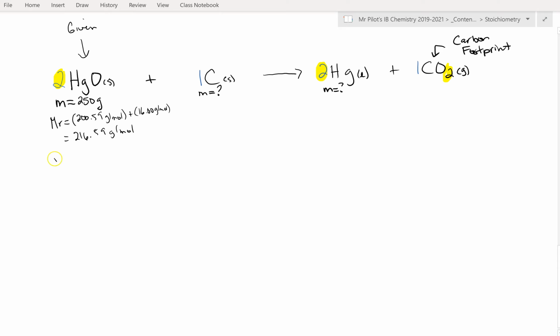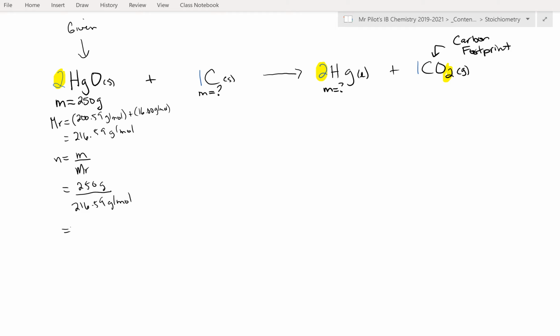So if I want to find moles, I just divide my mass by my molar mass. So I just need to plug everything in here. 250 grams divided by 216.59 grams per mole. And we can already see that we're going to get just over 1 mole.